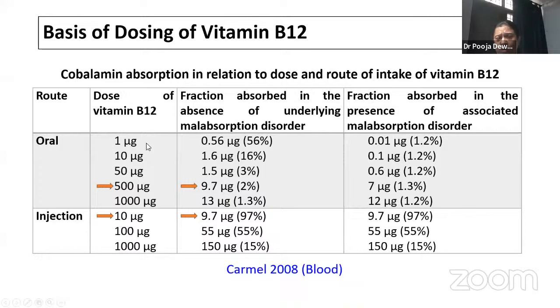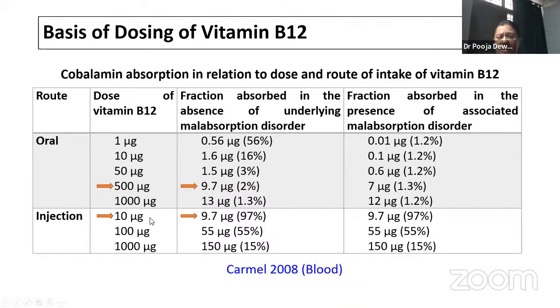So there is no direct relationship. As the dose is increasing, the proportion of drug that is getting absorbed is getting much lower. So even if you're giving 1,000 micrograms, it does not translate into 1,000 micrograms of B12 in your blood. Only 13 micrograms is going to come in your blood. So this forms the basis of why sometimes we are giving high doses of oral B12, but when we give parenteral doses, the doses are much lesser.